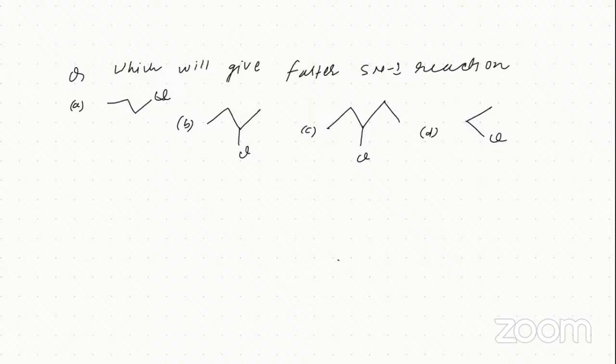What is the order of reactivity in SN1 reaction? Just now you told me. 3, 2, 1, sir. 3, 2, 1. So which one can it be? These are objective questions. The answer will be D. Answer is D. Very good. Thank you.